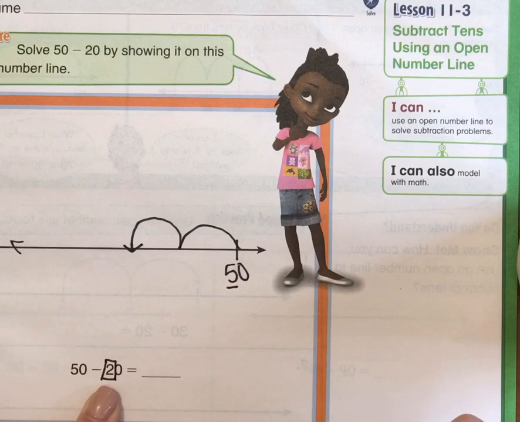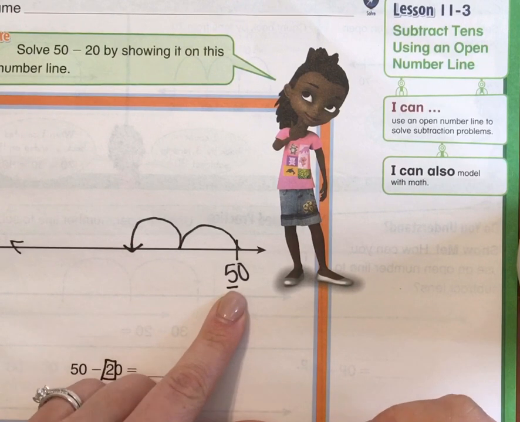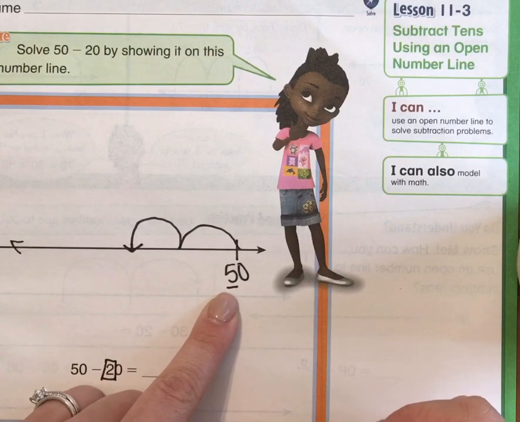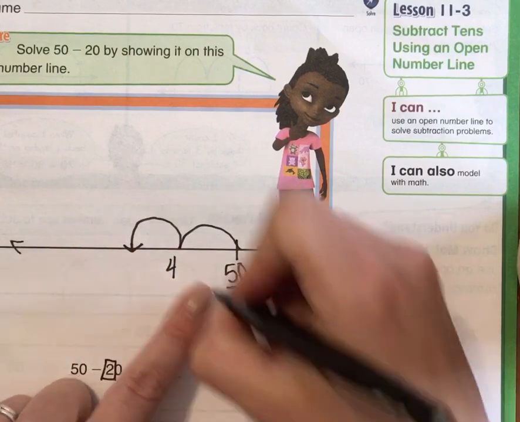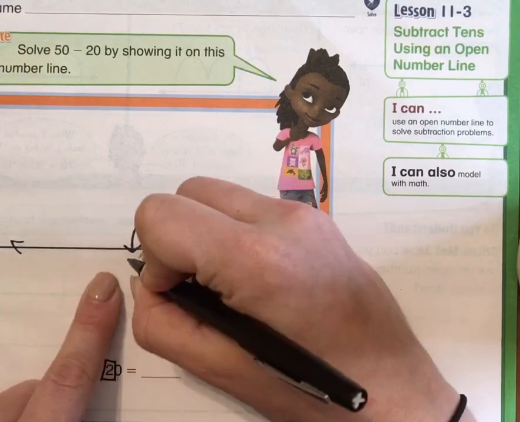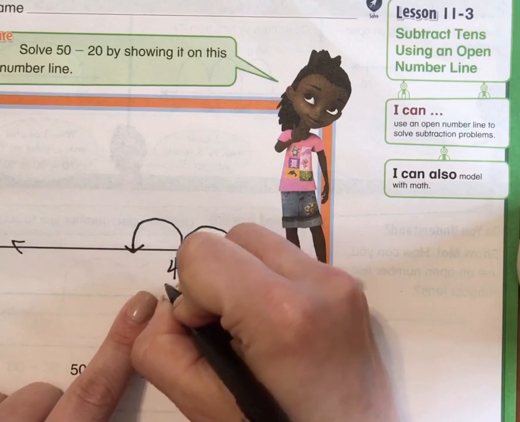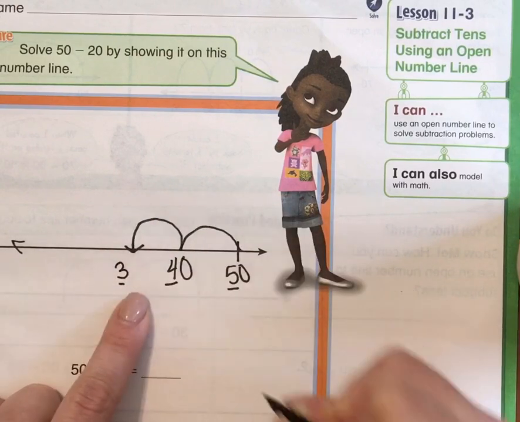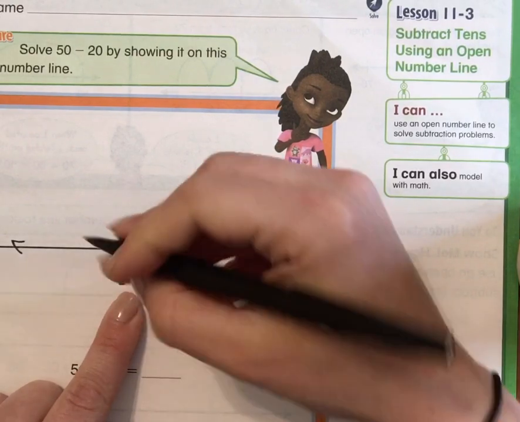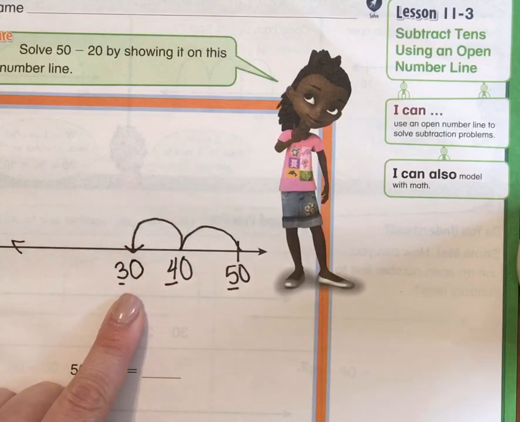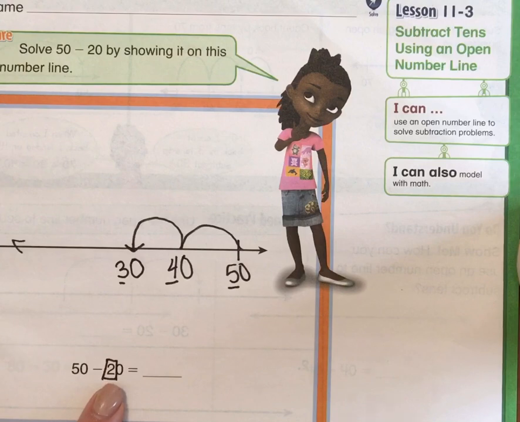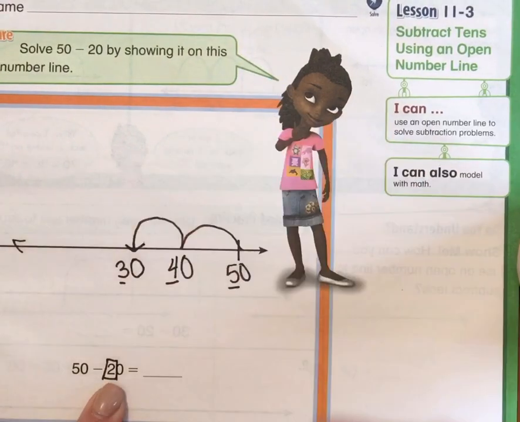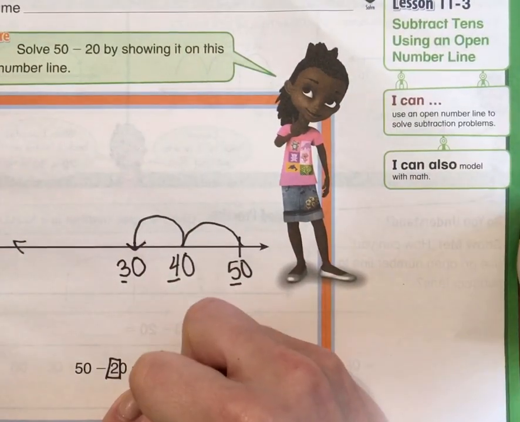Now, all I have to do is figure out what comes before 50. Think about it for a second. If you know what comes before 50, what comes before 5? 4. 50, 40. What comes before 4? That's right, 3. But not just 3, 30, because we're counting by tens. 50, take away 20, 10, 20, is 30.